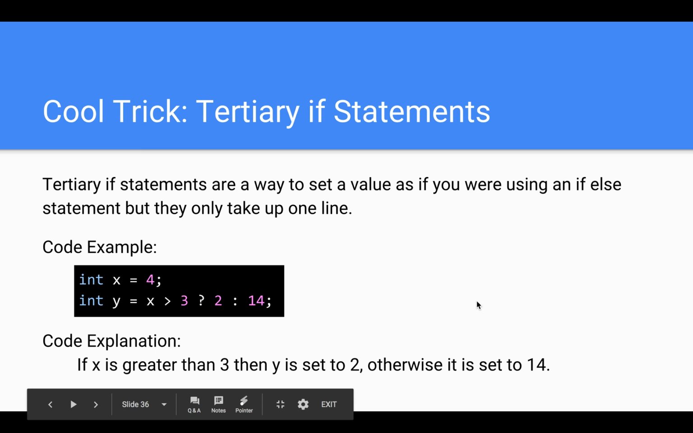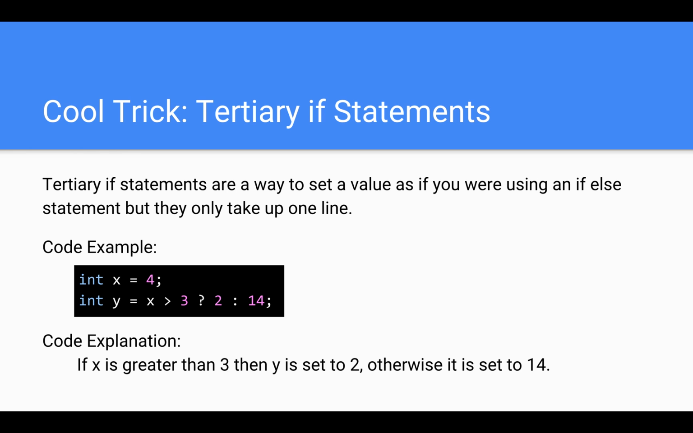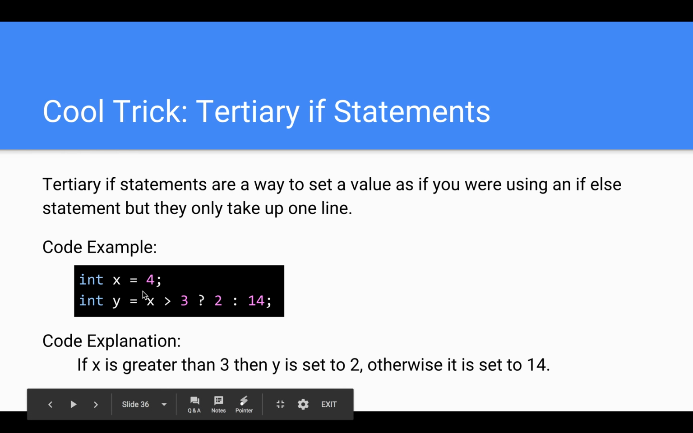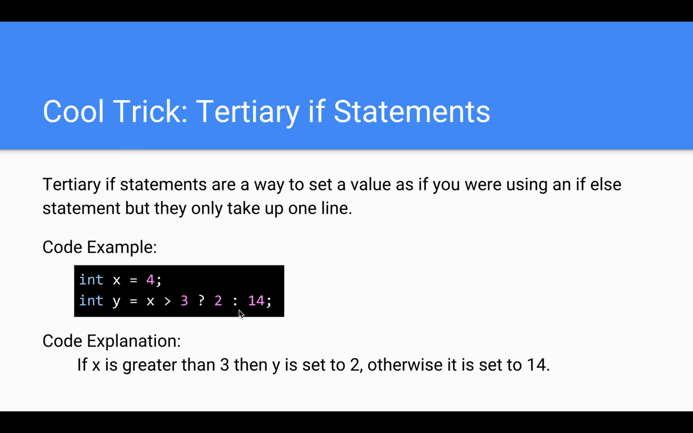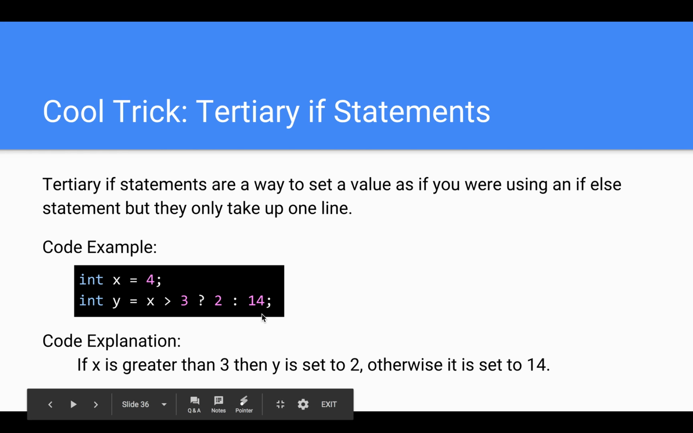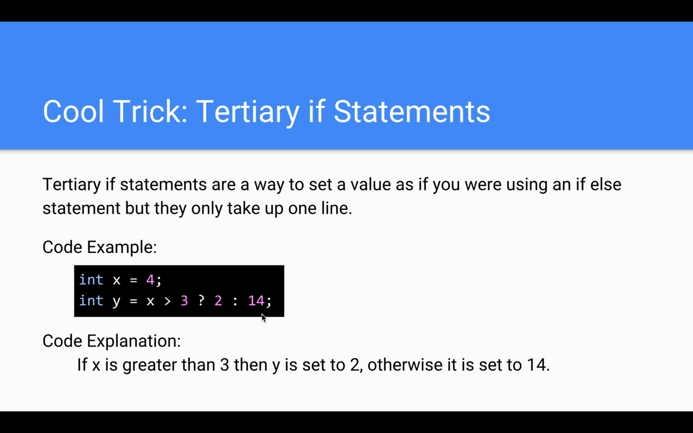A cool trick is a ternary if statement. Ternary if statements are a way to set a value as if you're using an if-else statement, but they only take up one line. Here's an example: int x = 4, and int y = x > 3 ? 2 : 14. The explanation is it's saying, if x is greater than 3, set y to 2, else set y to 14. And these only work if you're going to be setting a variable based on some condition.